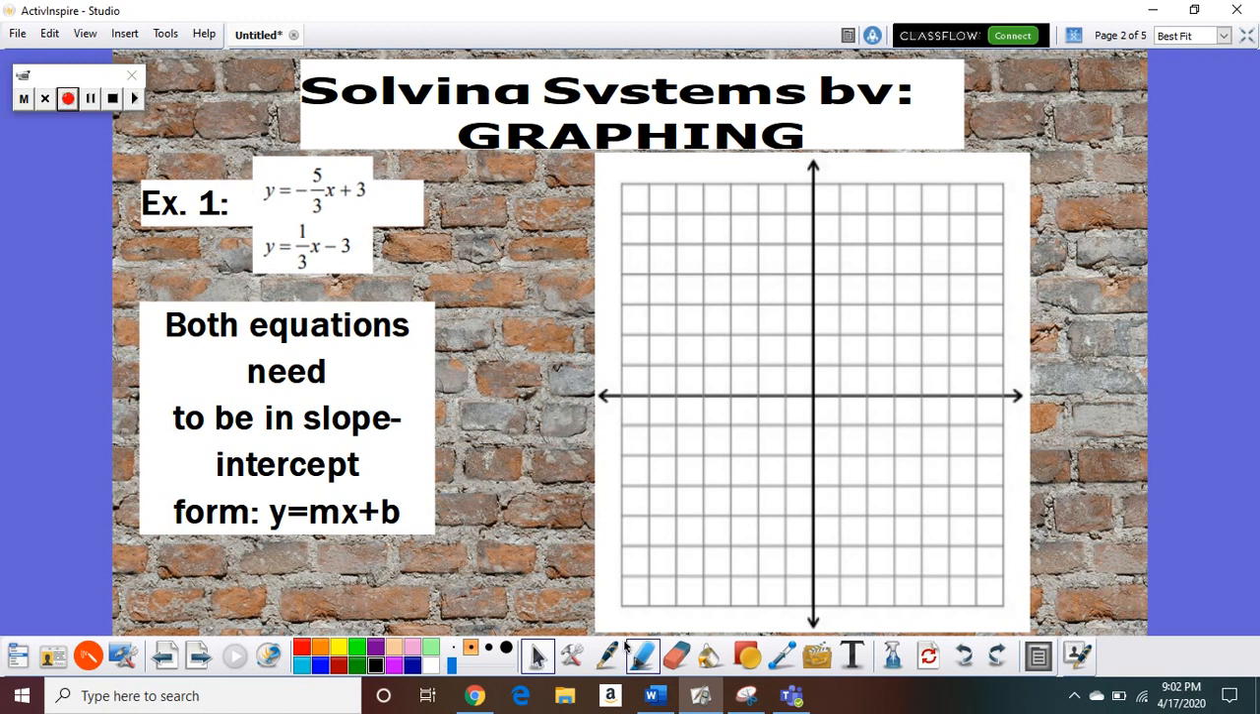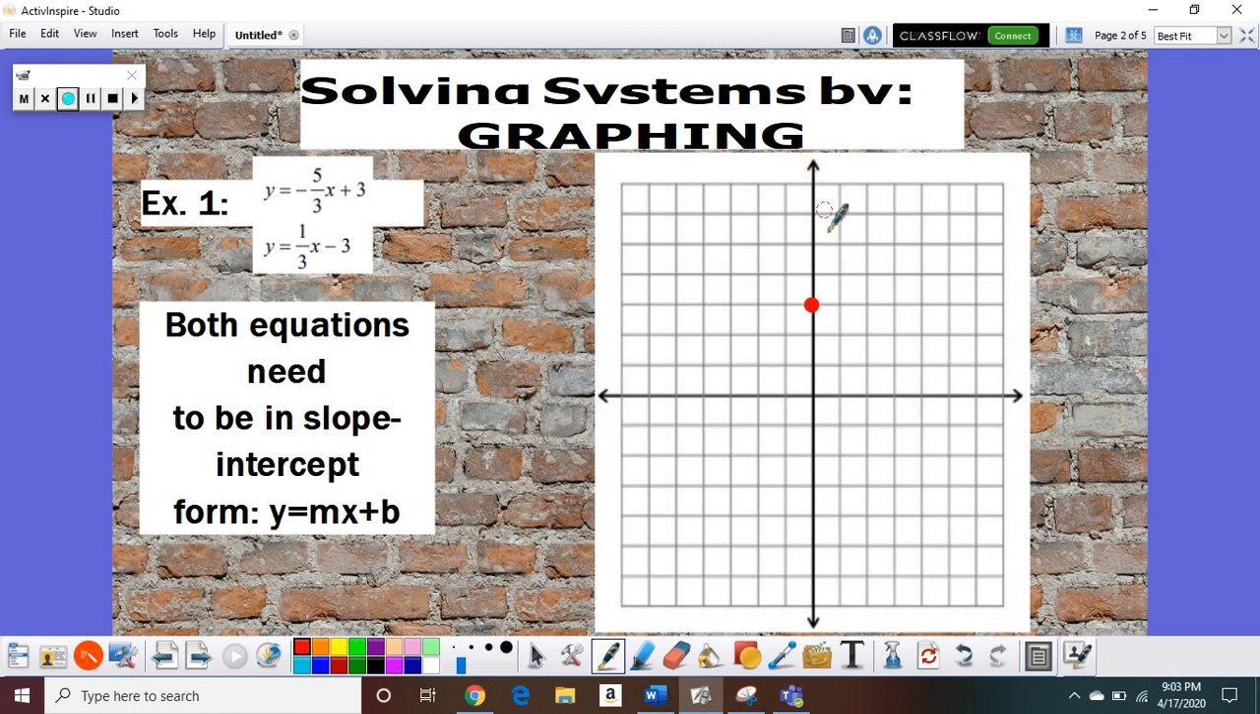I'm going to use the color red for this first equation, y equals negative 5/3 x plus 3. Just like on the last one, I'm going to start by graphing my y-intercept at 3. And I'm going to use the slope as my rise over my run, so negative 5 over 3. If you remember, with a negative slope you can either go up and to the left or down and to the right.